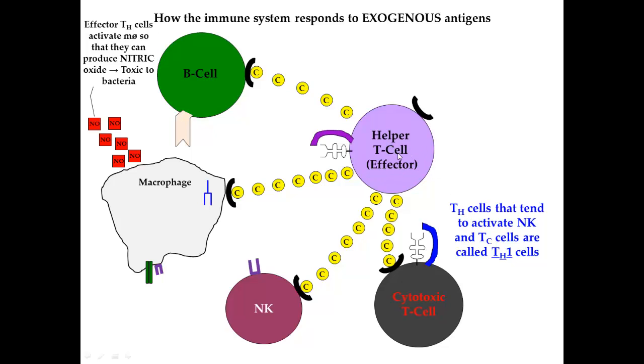These effector helper T cells can be classified into two broad categories. So helper T cells that tend to activate natural killer cells and cytotoxic T cells are referred to as Th1. Helper T cells that tend to activate B cells then are referred to as Th2.